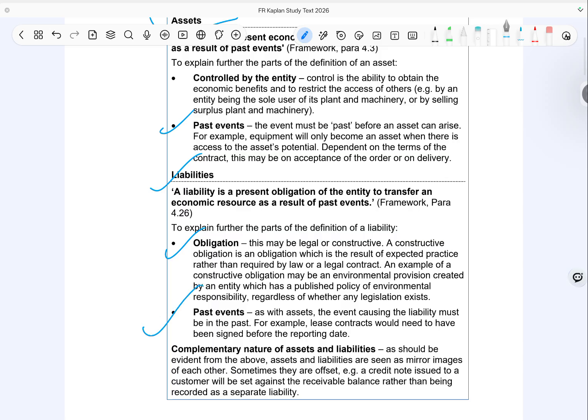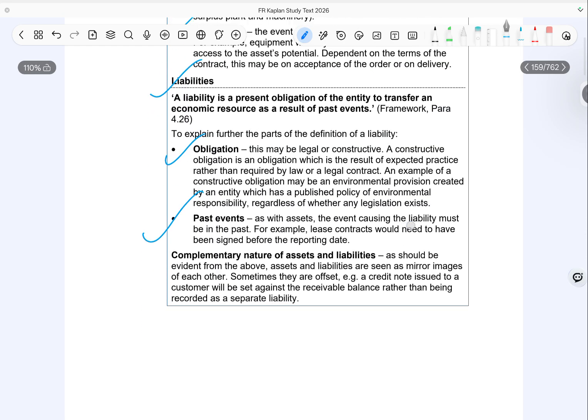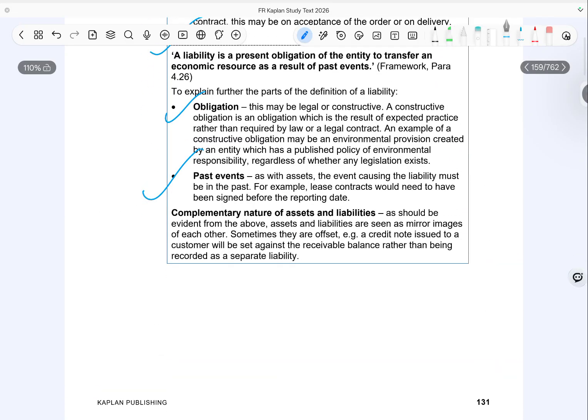Second, we have the past event. Just like assets, liabilities also require a past event. It's the same as what we discussed for assets. And assets and liabilities are like mirror images. Now, one final concept we have, the framework says that the assets and liabilities are complementary, or you can think of them as mirror images.